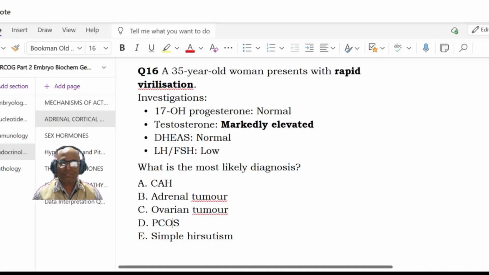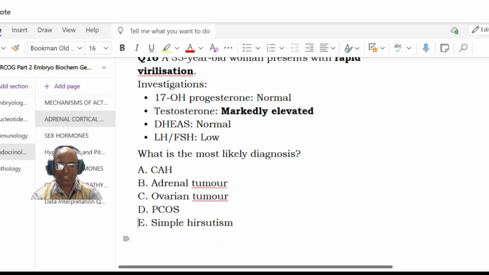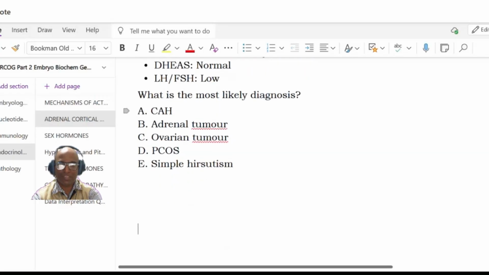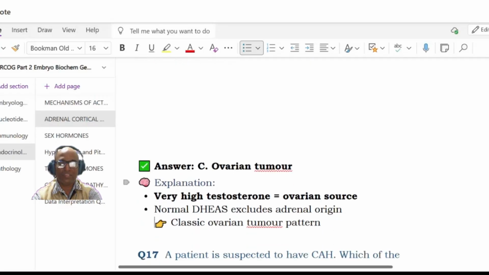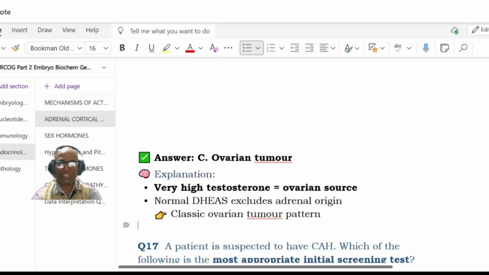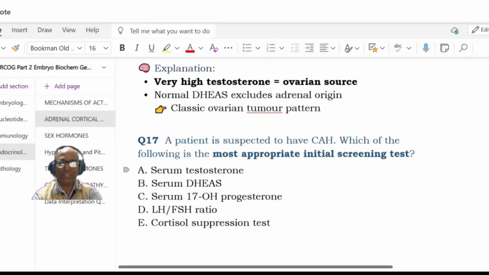Sir, ovarian tumor, option C, because the testosterone is elevated and the FSH and LH levels are low. So the sex steroids are coming from the ovary. Very high testosterone is an ovarian source. Normal DHEAS excludes adrenal origin, because DHEAS is from the adrenal and that is normal. So that is classic for ovarian tumor.